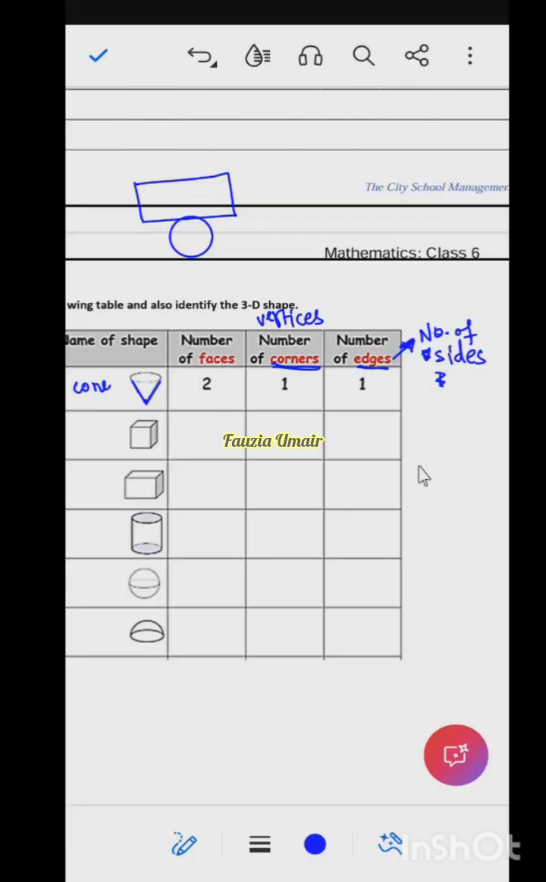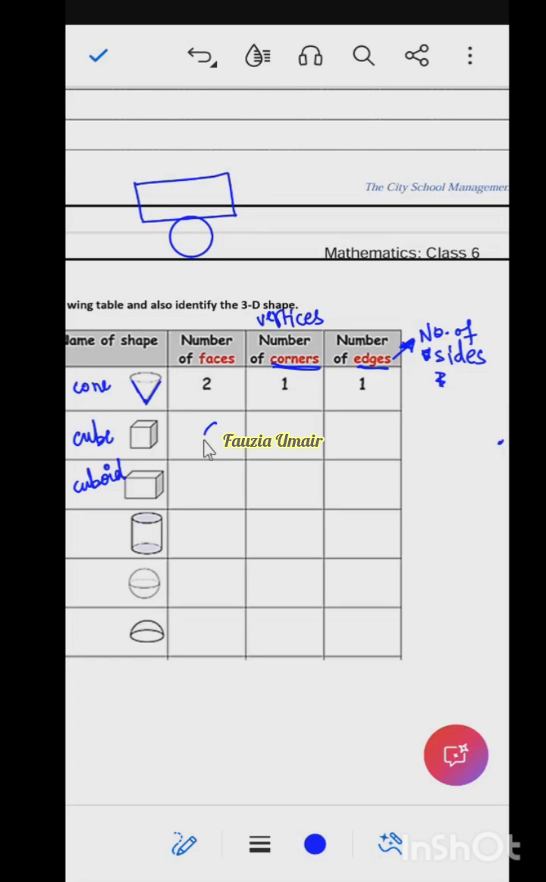Yes. All right. So number of corners means number of vertices and number of edges means number of sides. So they have done one for us. Cone: number of faces is 2, number of corners and edges is 1. Okay. Now let's look at this. How many faces is a cube having?